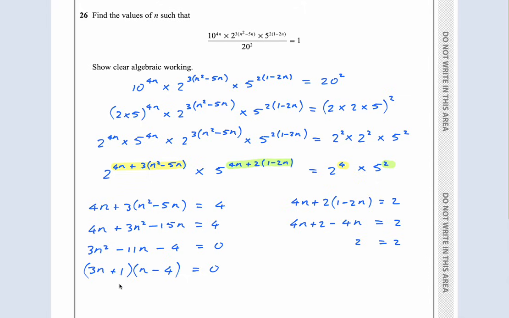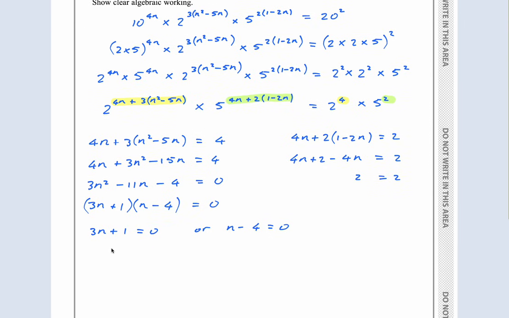We're left with 3n plus 1 equals 0, or n minus 4 equals 0, n equals 1 over 3, sorry, minus 1 over 3. That's what I get for skipping a step. Okay, let's just go down. 3n equals negative 1, n is equal to negative 1 over 3, and n is equal to 4.